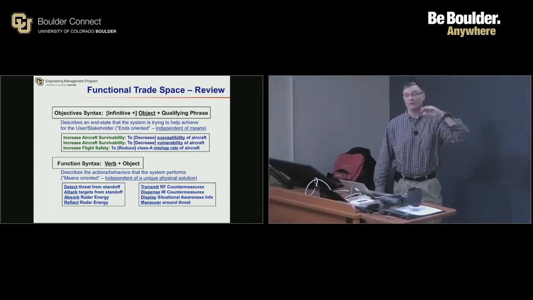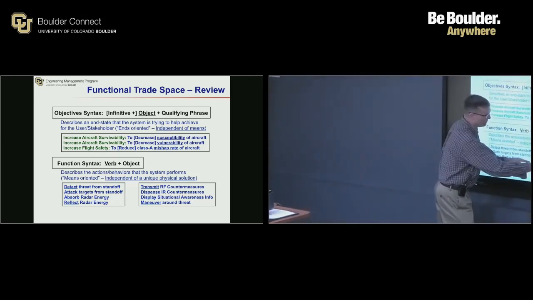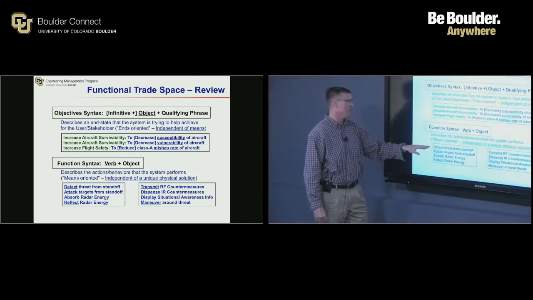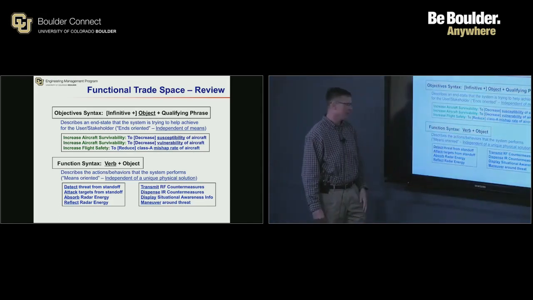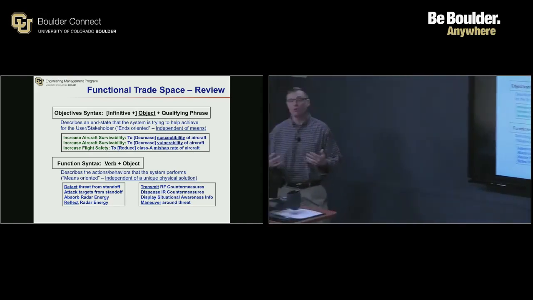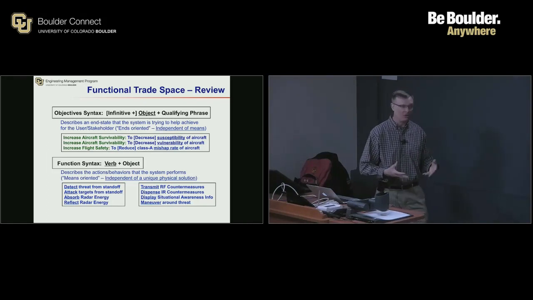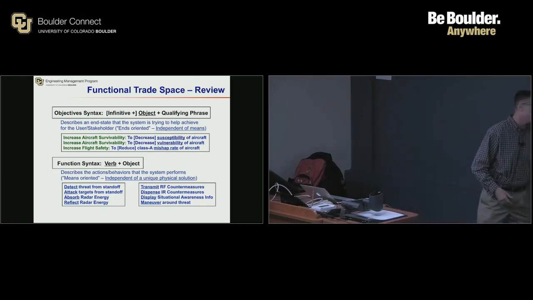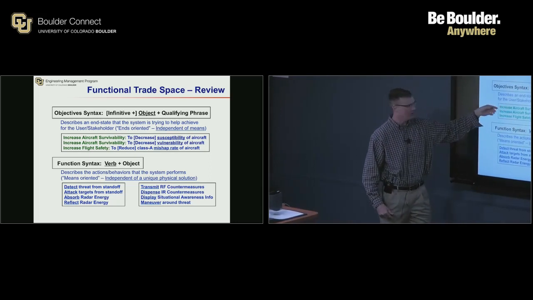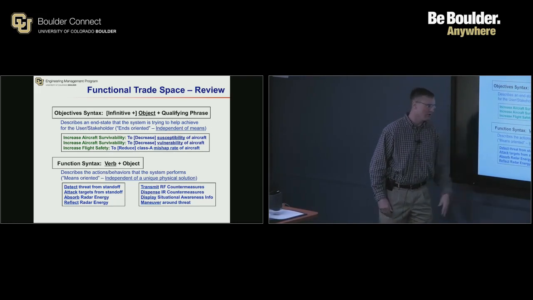So at the end of the day, when you're asked to identify functions, this is the kind of stuff we're going to be looking for. It should be a verb plus an object. So I want my function to be, say, absorb radar energy. If I want a low radar cross-section airplane, a stealth aircraft, one of the functions that a stealth aircraft performs is it absorbs radar energy, which would tie back into increasing aircraft survivability. So if I have an objective to increase aircraft survivability, my function is absorb radar energy, right?